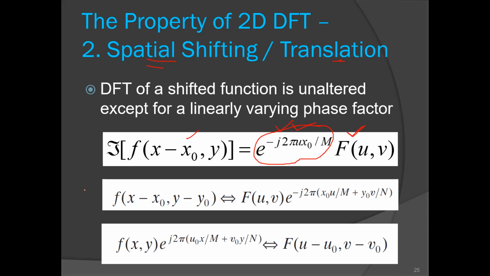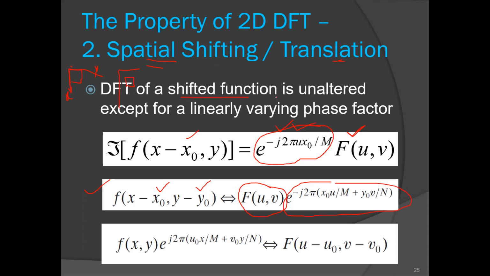Now in this equation we are translating the image by this vector x0 and y0. Translation means what? If the image is like this, and this is the x-axis and this is the y-axis, if we translate, spatially it will be translated in that coordinate system. If we translate the image by this vector, the magnitude of the spectrum remains constant, only the phase change will be there. This is the spatial shifting property.